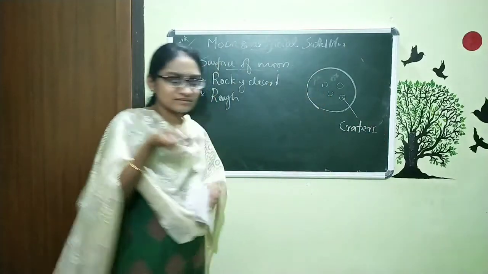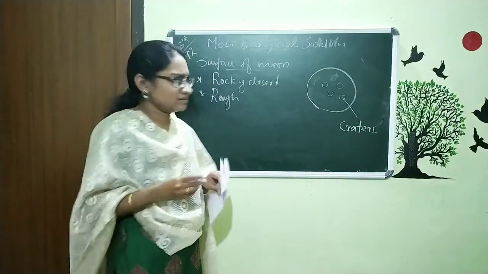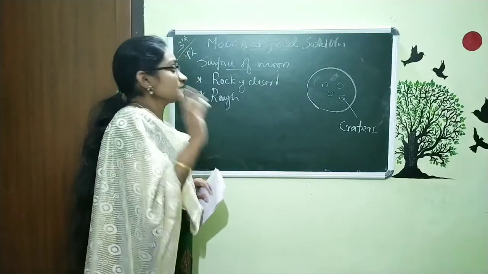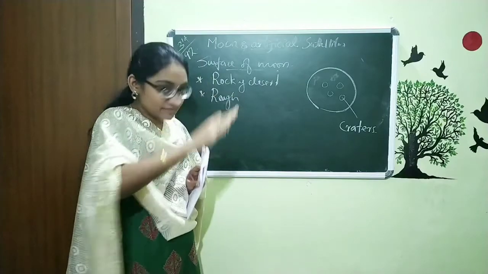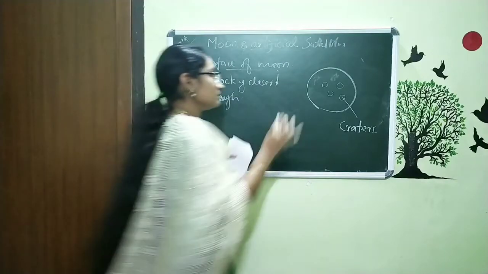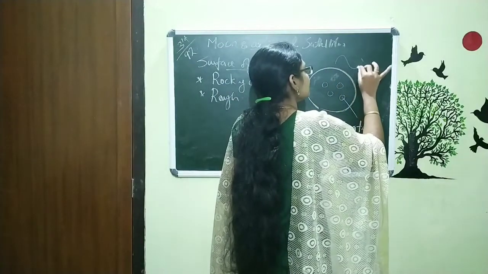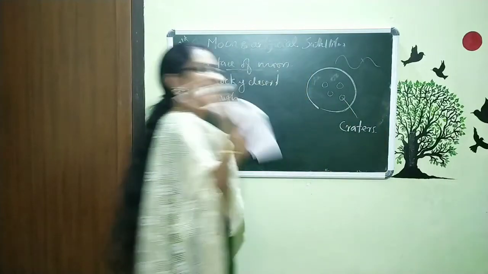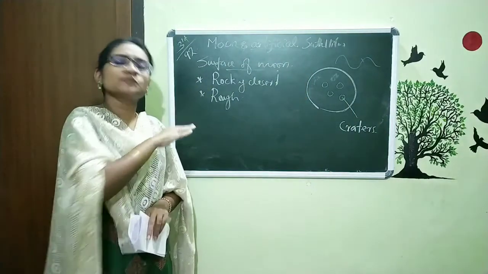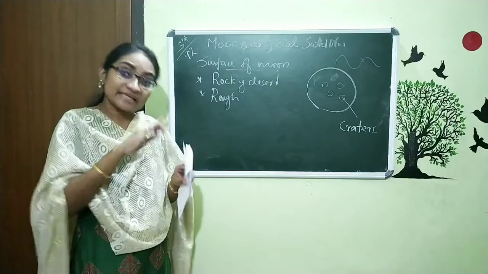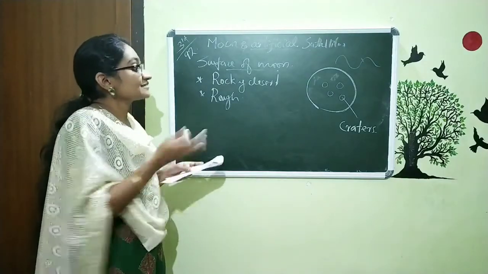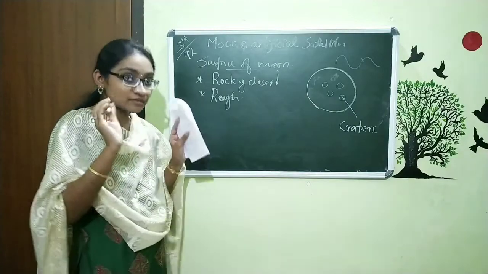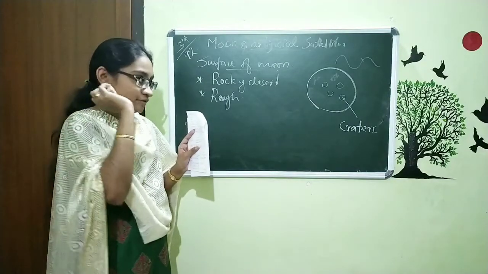Craters means some holes or something. So, at the surface of the moon, there are some mountains and craters, some humps. The surface is like this. That means it is not smooth. It has some sort of irregularities at the surface. And we can see those craters from the Earth's surface using a telescope.